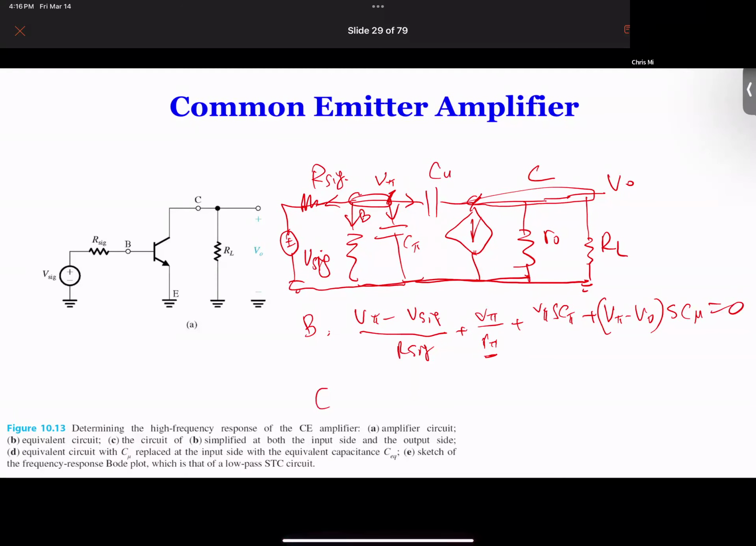And on C we have also 4 currents. So we can write VO minus V pi times S C mu plus GM times V pi plus VO over RO plus VO over RL, equals 0. Now we write nodal equations based on these two. And now you have 2 equations, and you have 2 variables, which is V pi is a variable, and VO is a variable. By eliminating V pi, you can get the relation between VO and VSIG.